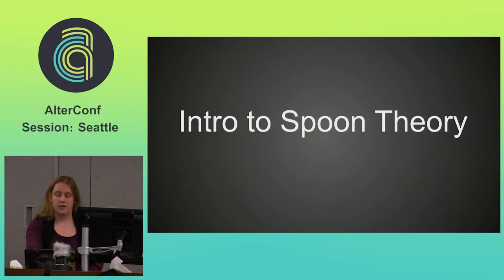One spoon for taking a shower, one spoon for getting dressed. Sometimes you can borrow against tomorrow's spoons, but that just leaves tomorrow with too few spoons. This is worse if you get sick or injured. So really, you don't want to use tomorrow's spoons unless it's an emergency.